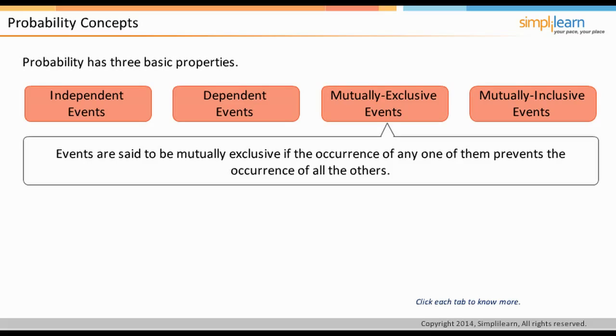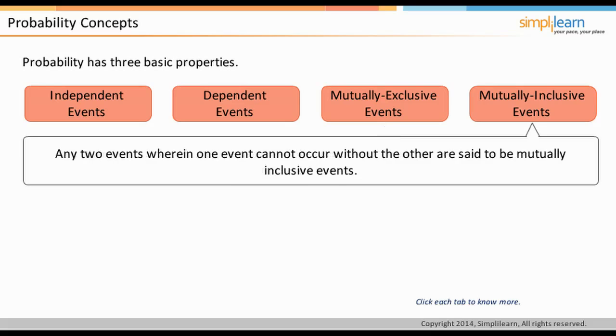Events are said to be mutually exclusive if the occurrence of any one of them prevents the occurrence of all the others. In other words, only one event can occur at a time. Consider an example of flipping a coin. When you flip a coin, you will either get heads or tails, but not both. You can add the probabilities of these 2 events to prove they are mutually exclusive. Any 2 events wherein one event cannot occur without the other are said to be mutually inclusive events.